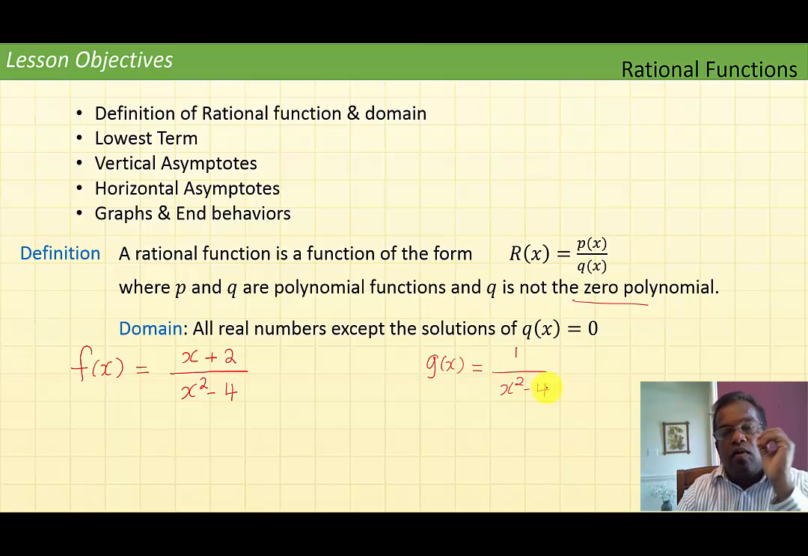x squared minus 4. This is also a rational function. The numerator polynomial is degree 0 and the denominator polynomial is degree 2, so it's not a zero polynomial in the denominator, so it's a rational function.